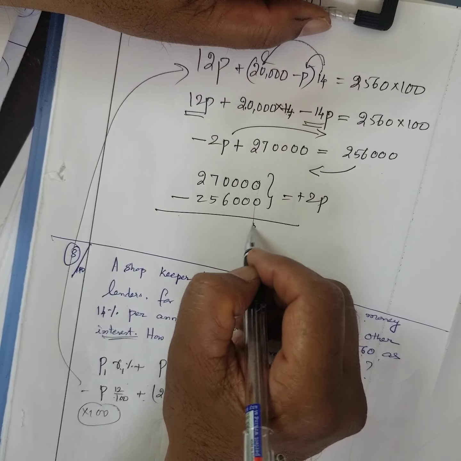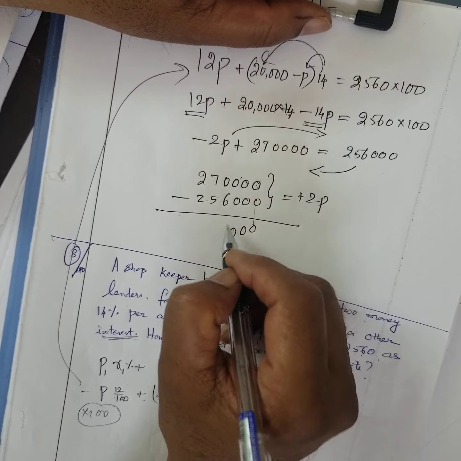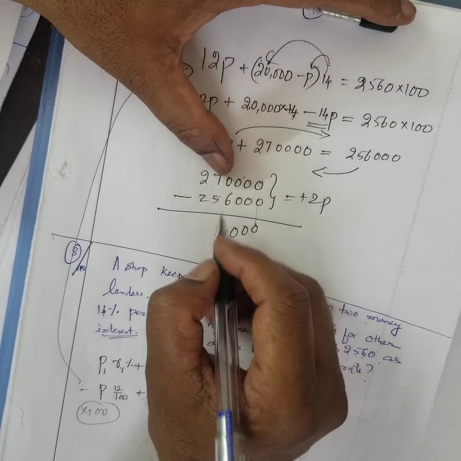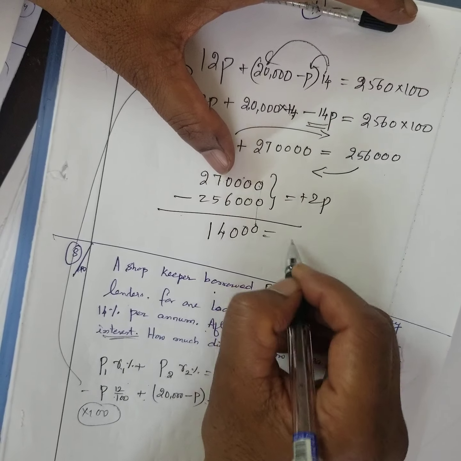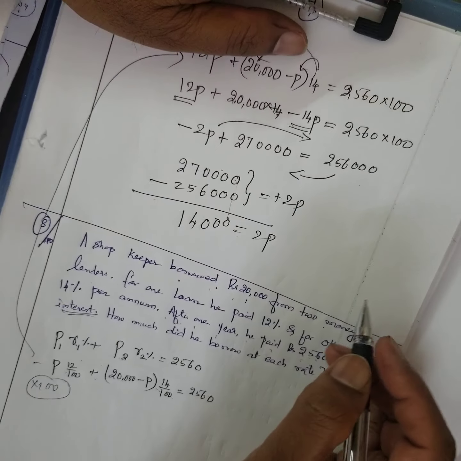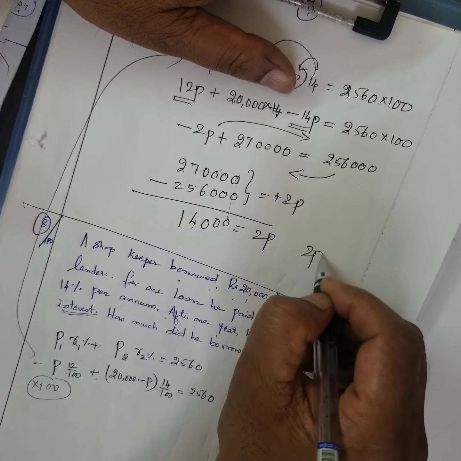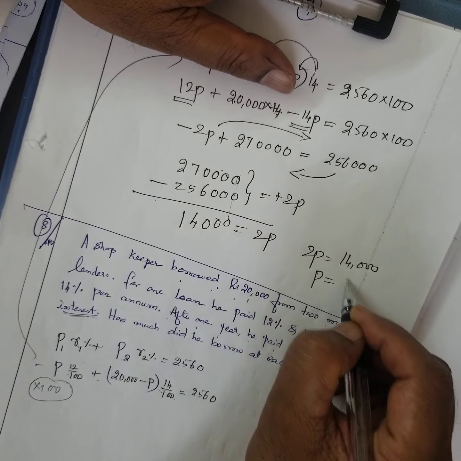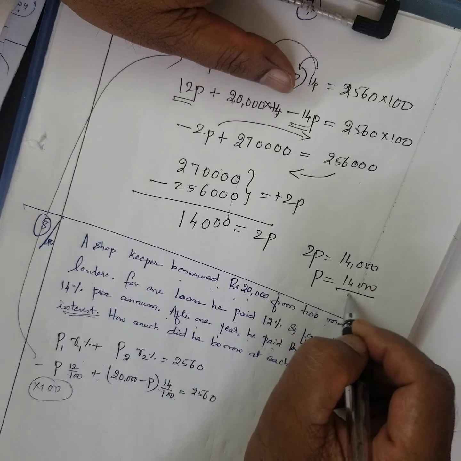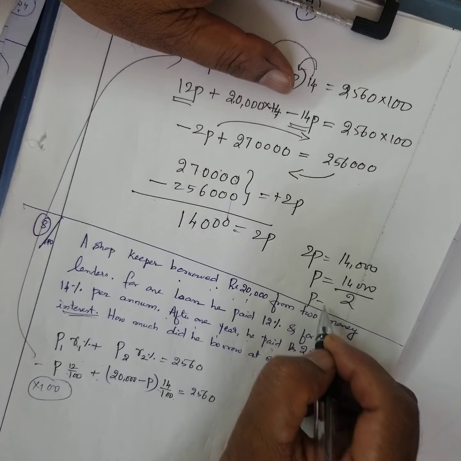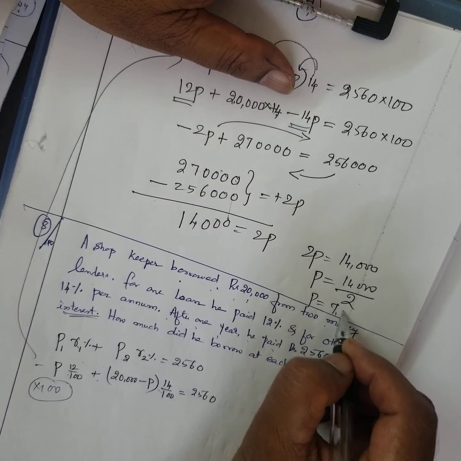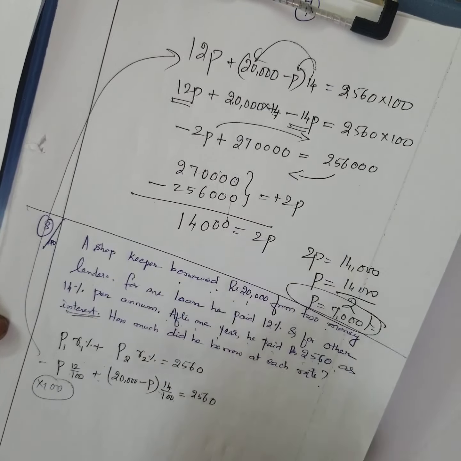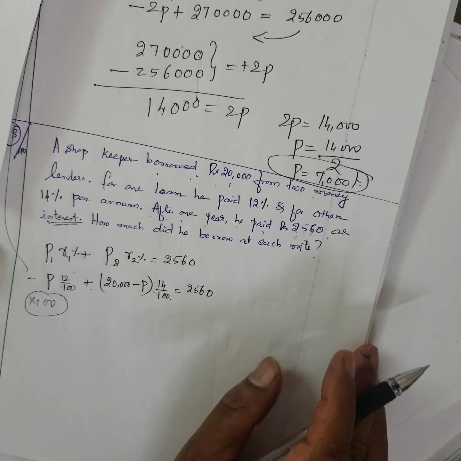How much you get? 14,000 is equal to 2p. Therefore, what you get? 2p is equal to 14,000. The p is equal to 14,000 by 2. How much? P is equal to 7,000. Okay, P is equal to 7,000.